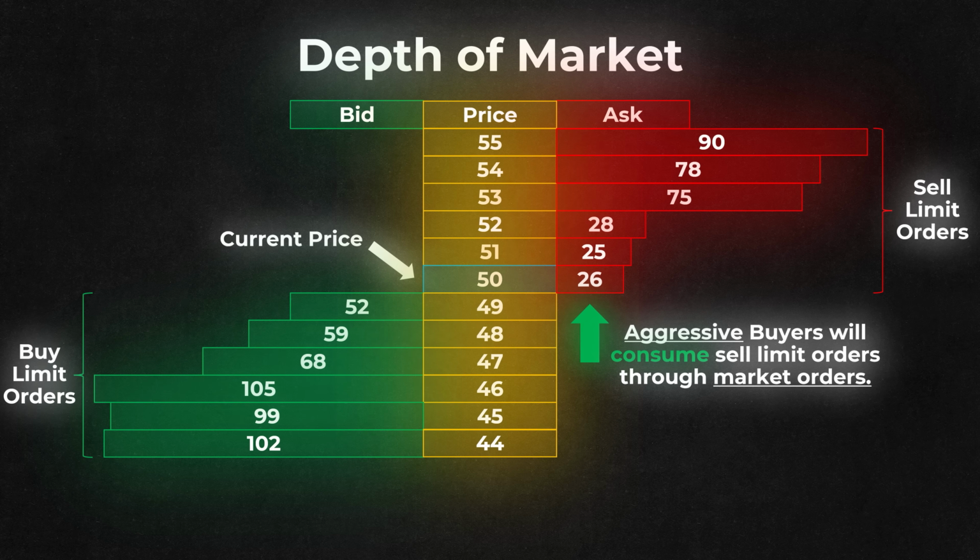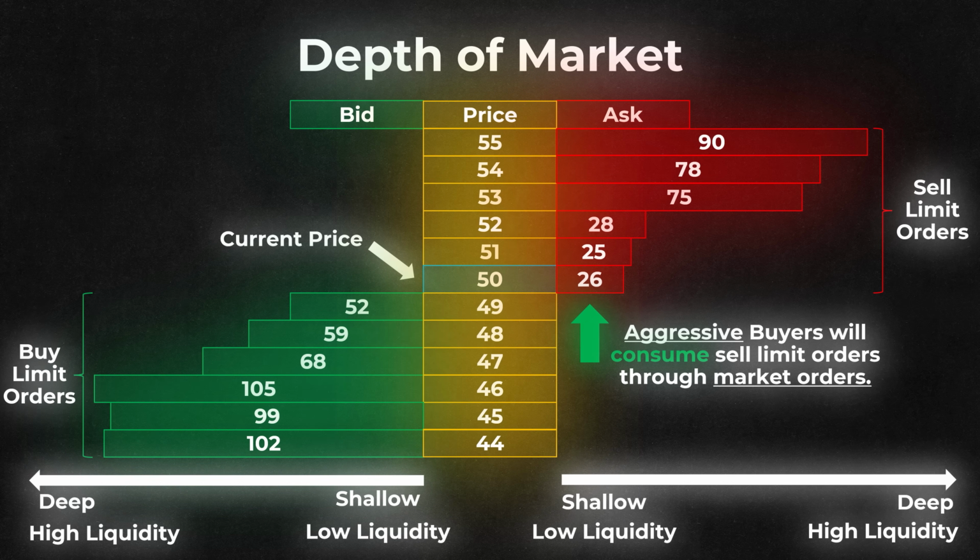The main lesson you need to grasp here is that the lower the number of orders in a price level, the less trading activity is required to consume that level and move on to the next. So for example, in this illustration, there are only 26 contracts in the lowest ask price level. Buyers only need 26 contracts executed through market orders to consume that level and make price rise to the next level.